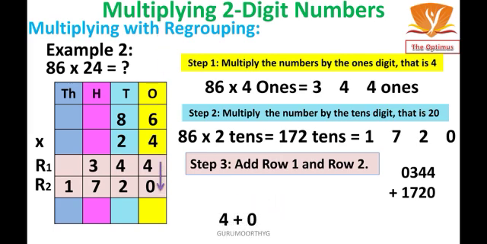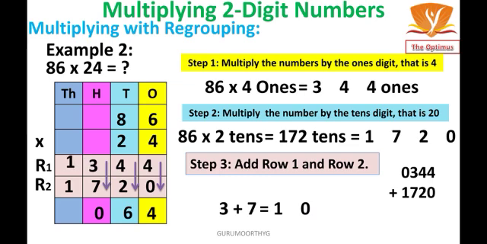Next, I am going to add 1's place. 4 plus 0 equal to 4. In this 4, I am going to write in 1's place. Next, I am going to add 10's place. 4 plus 2 equal to 6. In this 6, I am going to write in 10's place. Next, I am going to add 100's place. 3 plus 7 equal to 10. In this 10, 0 I am going to write in 100's place.